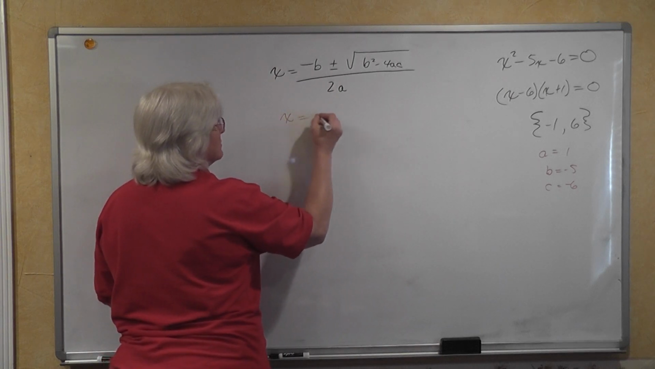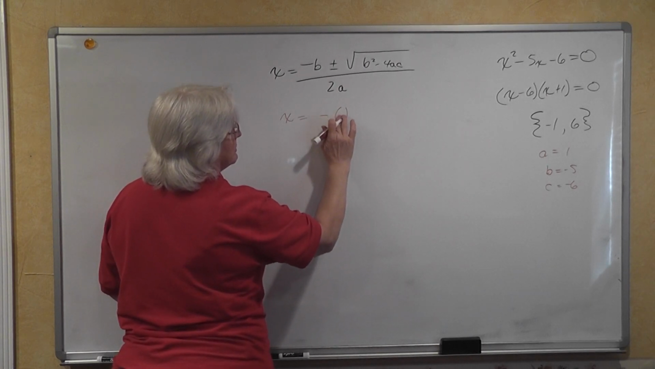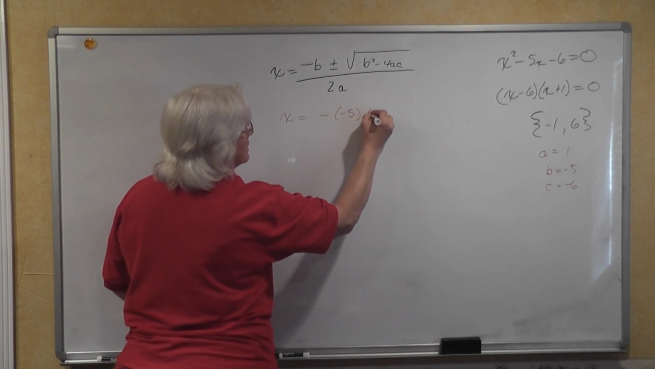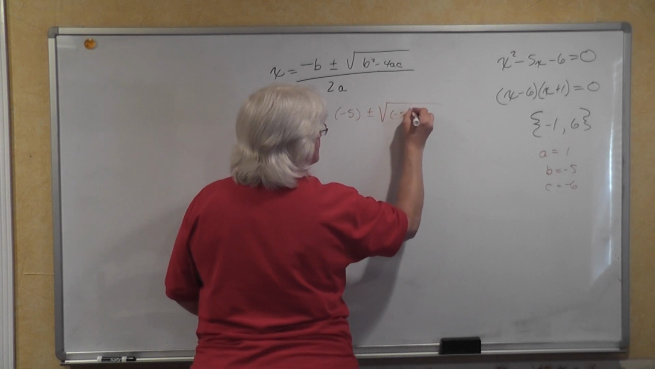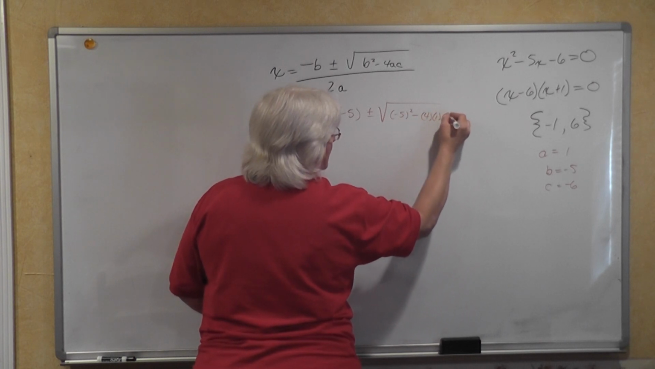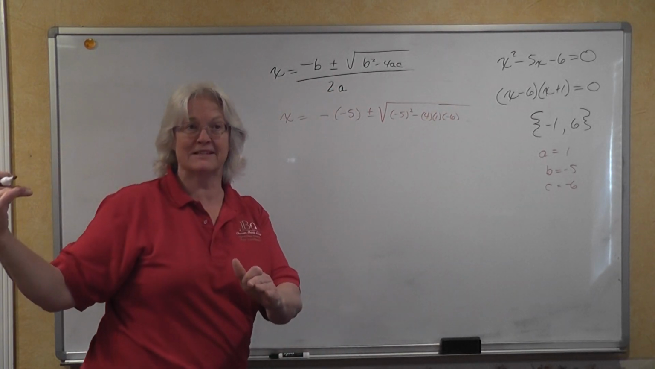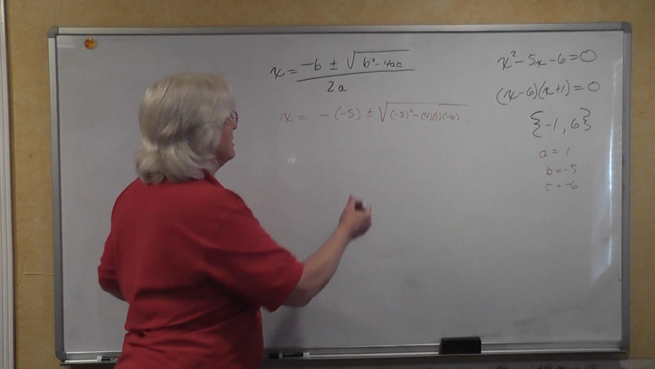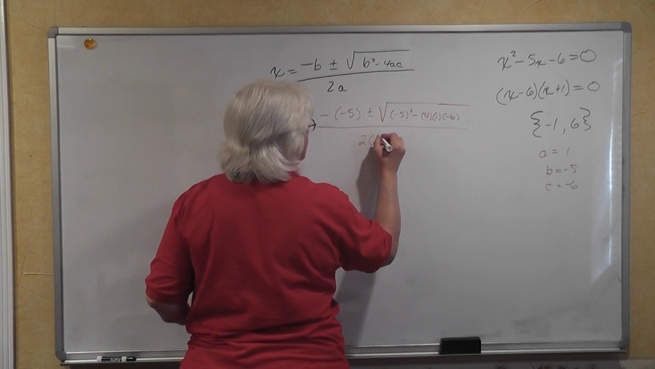And we have x is equal to the opposite of, not a 1 because we're doing b, opposite of a -5, plus or minus the square root of a -5 squared minus 4 times a, which is 1, times c, which is a -6. Make sure a radical symbol extends the whole way over the radicand. Now all of this is going to be divided by 2 times a, or 2 times 1.